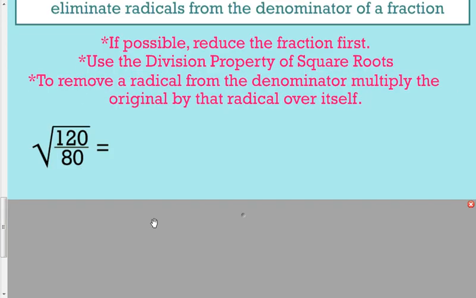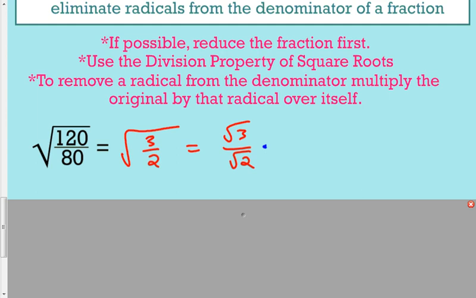If you have the square root of 120 over 80, you can simplify that and you have the square root of 3 over 2. Okay? But then when you break that apart, it is the square root of 3 over the square root of 2. You can't have a radical on the bottom. But what you can do is multiply this thing. Really, the only legal thing you can do is multiply by 1 because it doesn't change it.